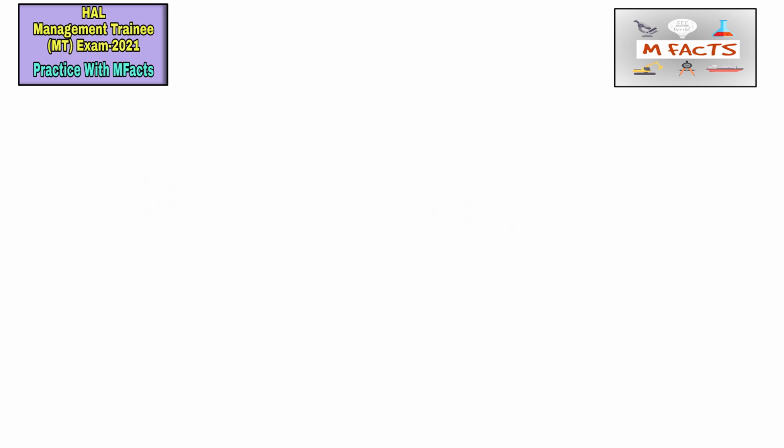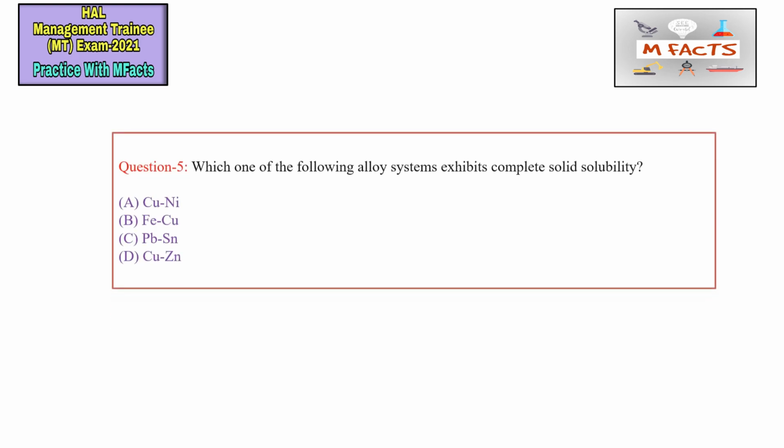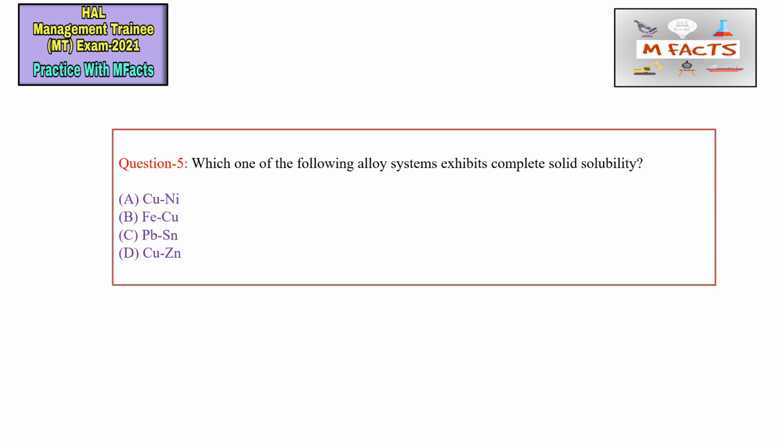The next question is, which one of the following alloy systems exhibits complete solid solubility? From the options we can see that Cu-Ni, that is copper nickel, is the most commonly used alloy that exhibits complete solid solubility because it follows the Hume-Rothery rules. This is one of the conditions which must be followed for exhibiting solid solubility. The rest of the options are wrong. These options do not follow the Hume-Rothery rules, and they don't show complete solid solubility.